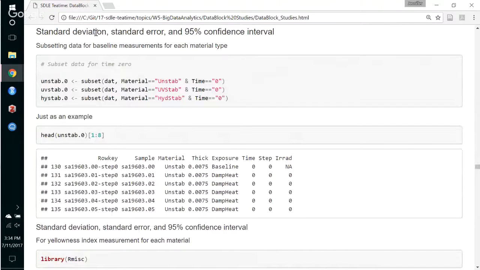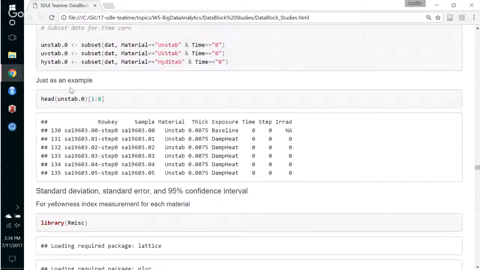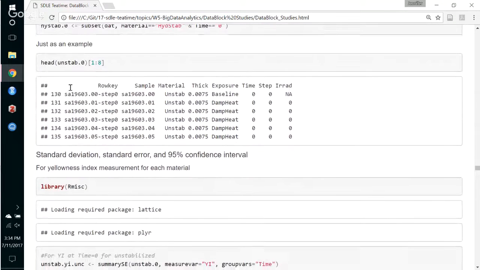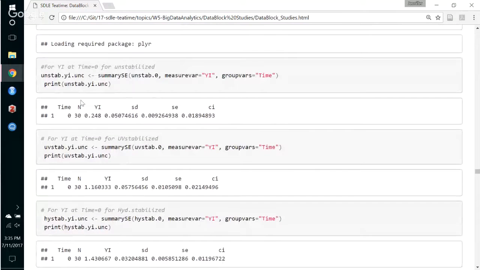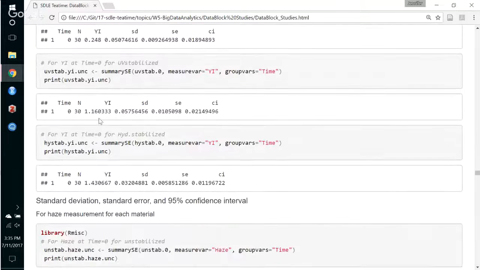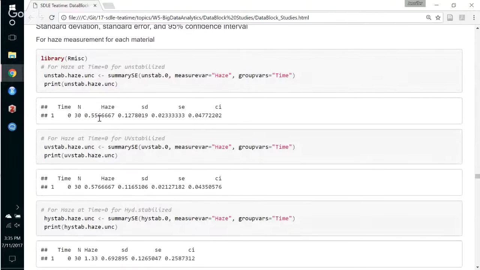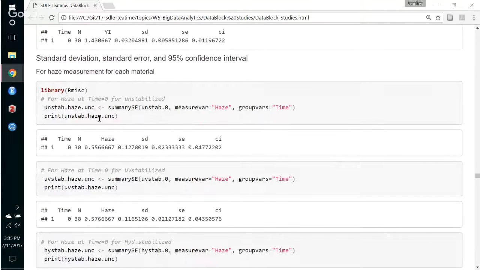So another thing you can do is look at the standard deviation, standard error, and confidence interval for these data subsets. So here he's taken all the baseline measurements for each of these 3 types of PET, and then he's calculated the standard deviation, standard error, and the mean for each of those values. So you can see how much those measurements deviate across samples at various steps in your measurement. So he's done that for yellowness index and haze.